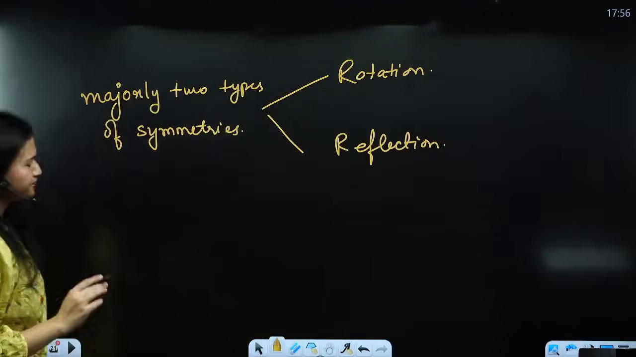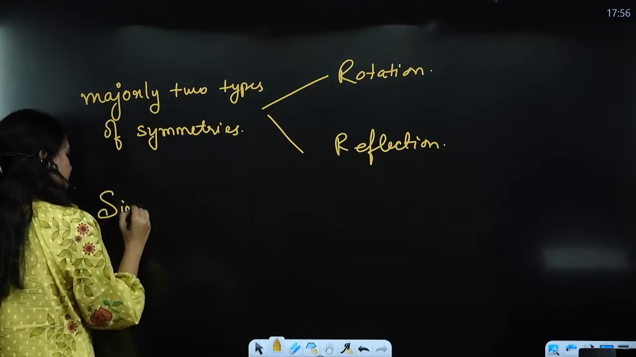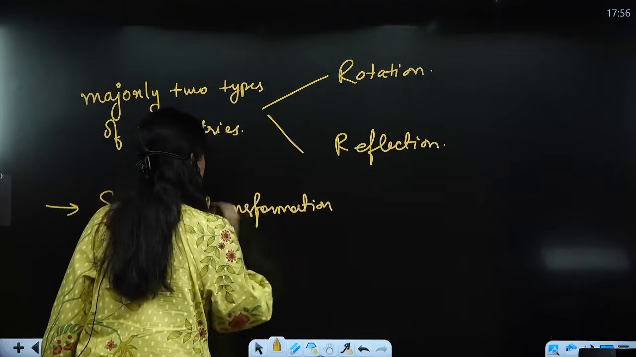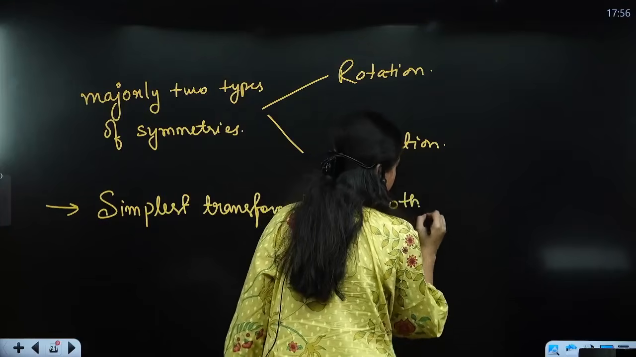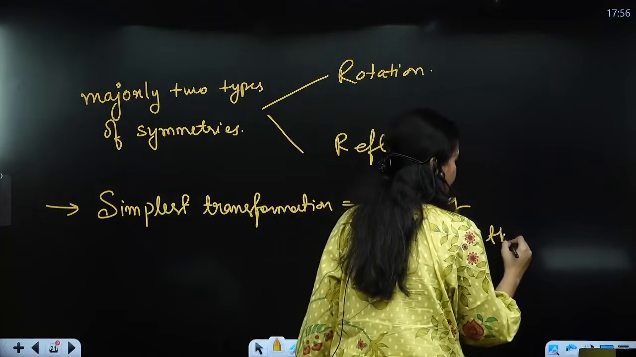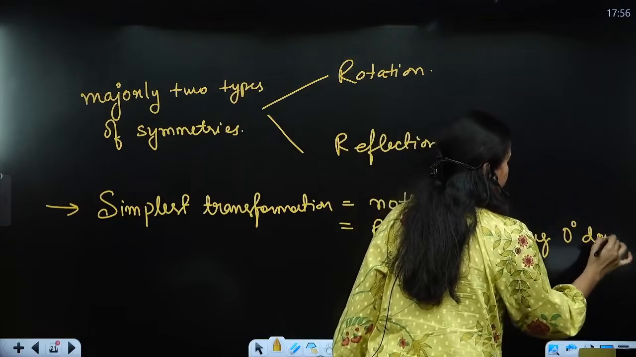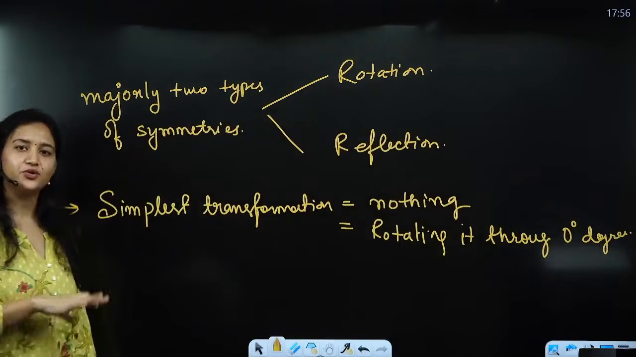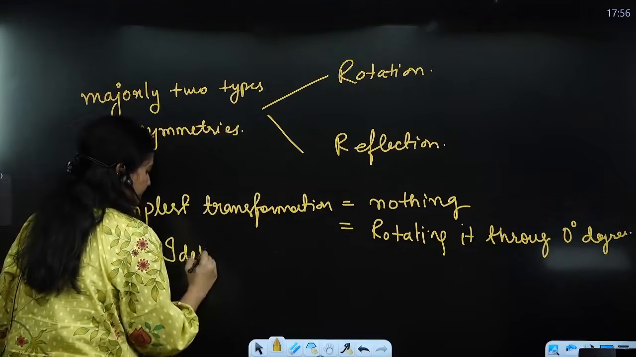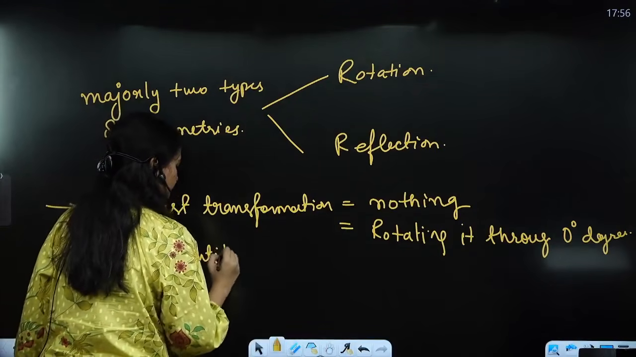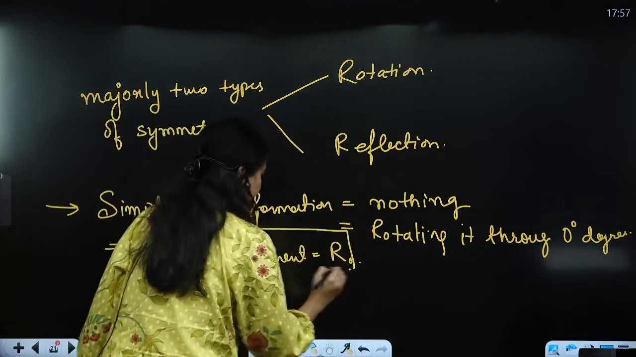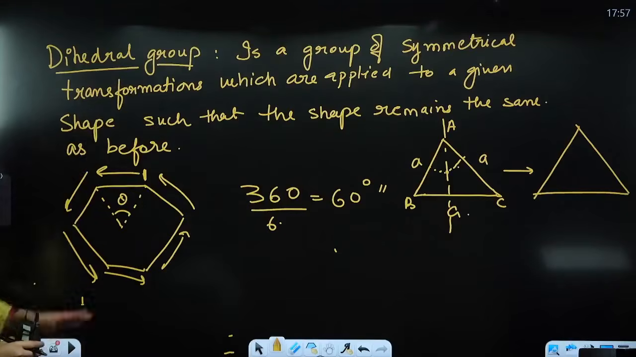Here, now what is the simplest transformation I can do to a shape? It is doing nothing, which is what? Rotating it through 0 degrees, right? If I rotate a shape through 0 degrees, it is going to be exactly itself, and it is going to be the simplest transformation, which is nothing but your identity element. So R0 is the identity element when I talk about the dihedral group.